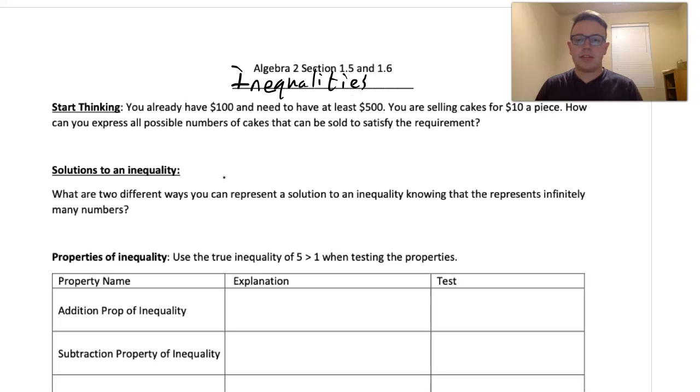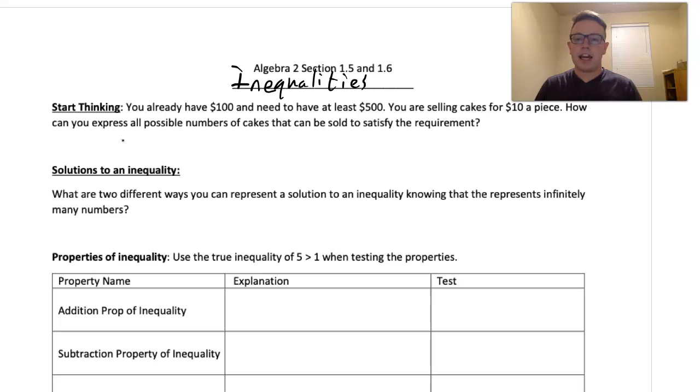So we have something to get you all warmed up. Let's say you have $100, but you need $500 for your bike, for the car, whatever you want. You're selling cakes at $10 a piece. How could you express all the possible numbers of cakes that could be sold to satisfy making $500? I'll give you a hint. It probably has to do with what we're learning today, inequalities. So go ahead and try to create an equation that would fulfill that.